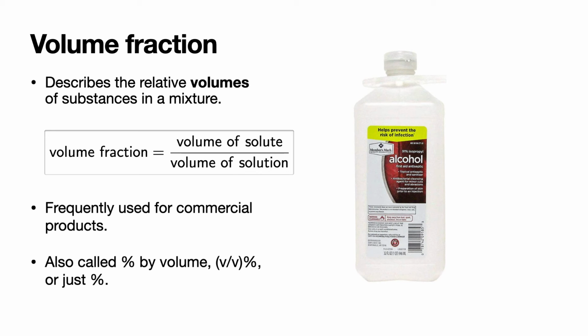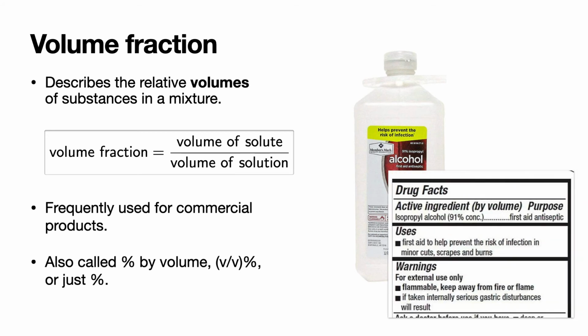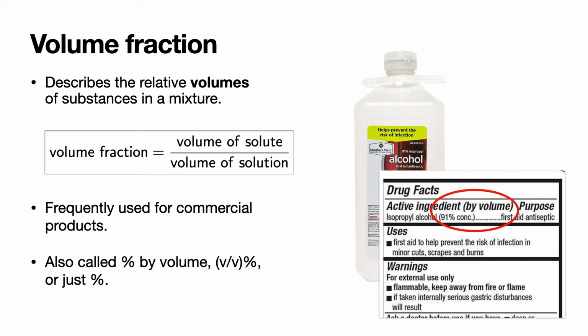So here, for example, is a rubbing alcohol solution, isopropyl alcohol. And if you look at the label, it says that the composition is 91% isopropyl alcohol by volume. And so in this case, the label tells you that this percentage is a volume fraction. Many products will not tell you whether the percent is referring to a mass fraction or a volume fraction.